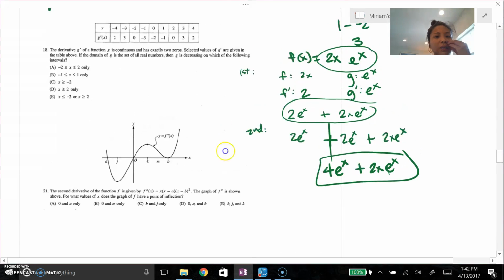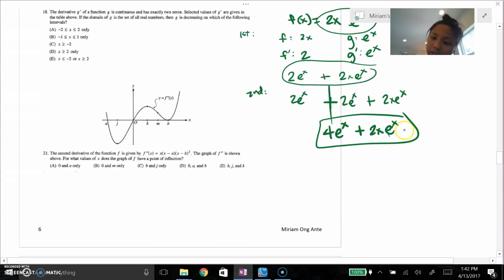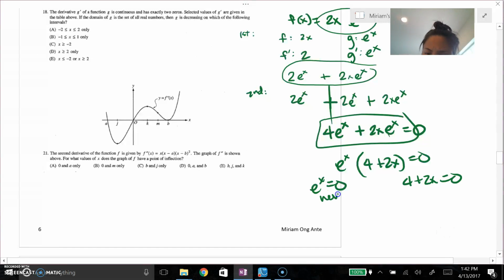Okay, well, I need to see where it's concave down. So where is it negative? Well, I can set this equal to 0 first and solve. So I can factor out e to the x. I have 4 plus 2x here. e to the x equals 0 is never, no exponent of e will make it equal to 0. 4 plus 2x equals 0. But here I can solve x will be -2, because if I plug in -2, it becomes 4 minus 4, which is 0. So let's check -2.